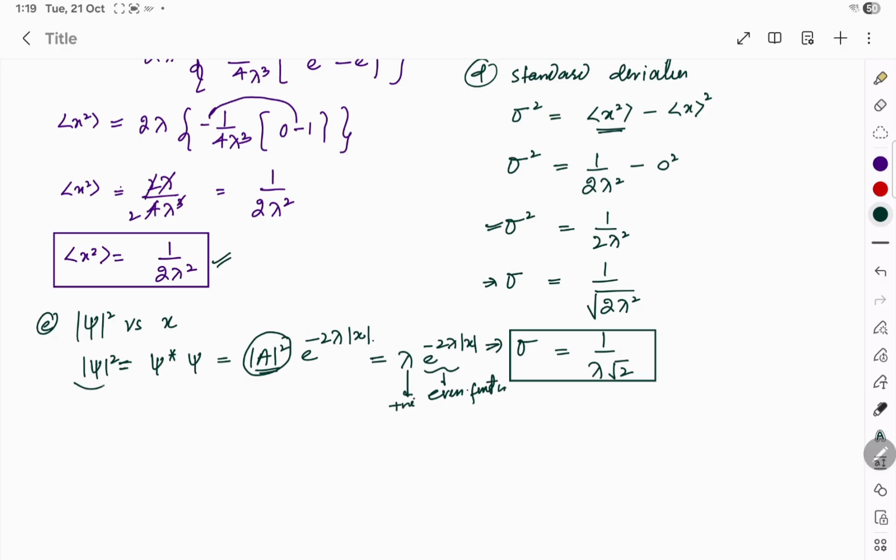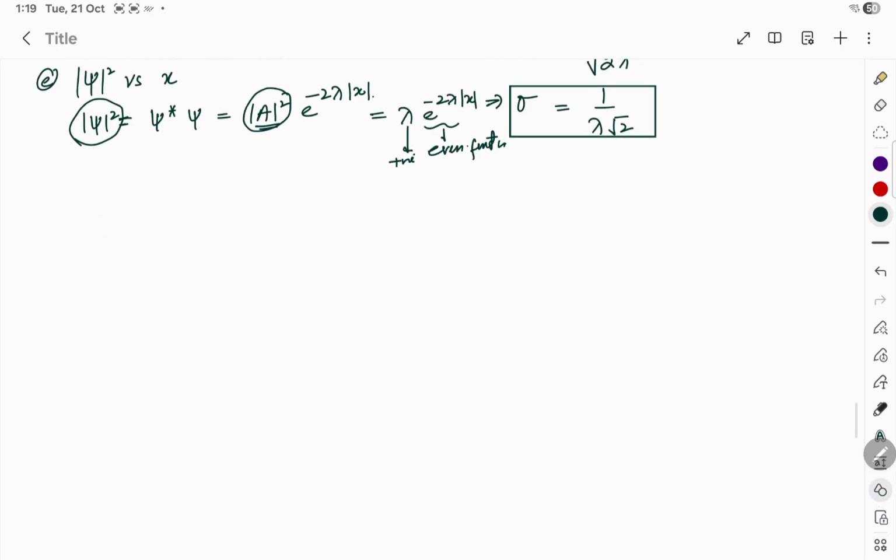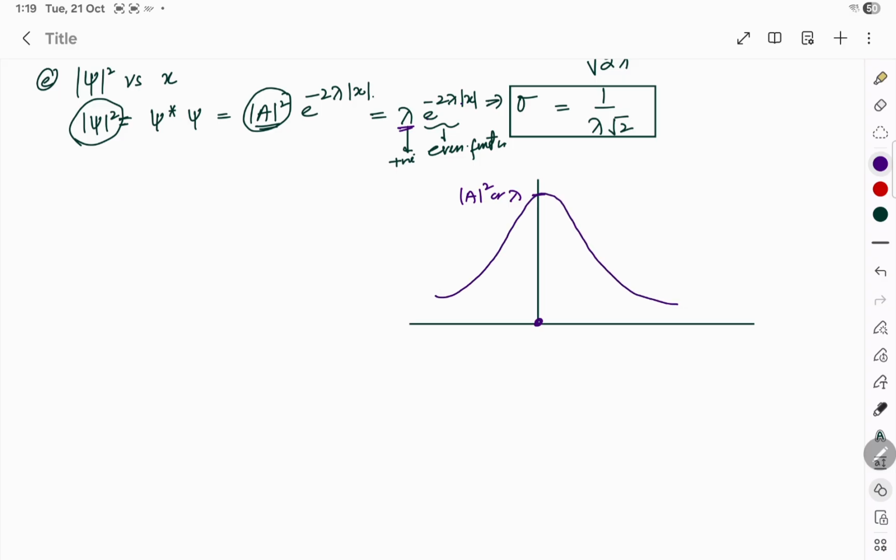If we plot this psi square versus x, it must be symmetric about the y-axis. At x equals 0, the value is lambda, because e to the power 0 is 1, so it is here lambda, or we should say mod A square. That's completely fine as well. So the plot is symmetric about the y-axis.